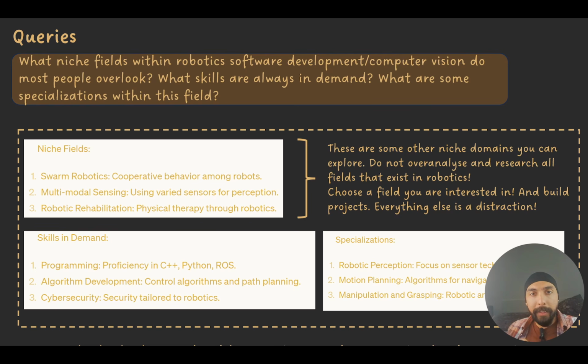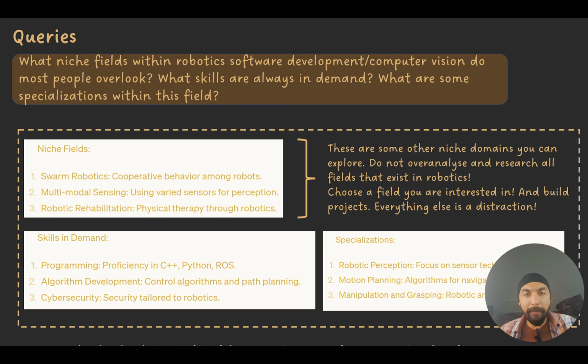What niche fields within robotics software development or computer vision do most people overlook? Which skills are always in demand? Well, this is a difficult question to answer. What niche fields do most people overlook? There are a lot of different subdomains, and here are some lesser known fields. For example, swarm robotics, dealing with collaborative robotics, and multimodal sensing, using a variety of different sensors for perception. But as a beginner, you probably wouldn't have access to these. Robotic rehabilitation. There are a lot of niche fields.